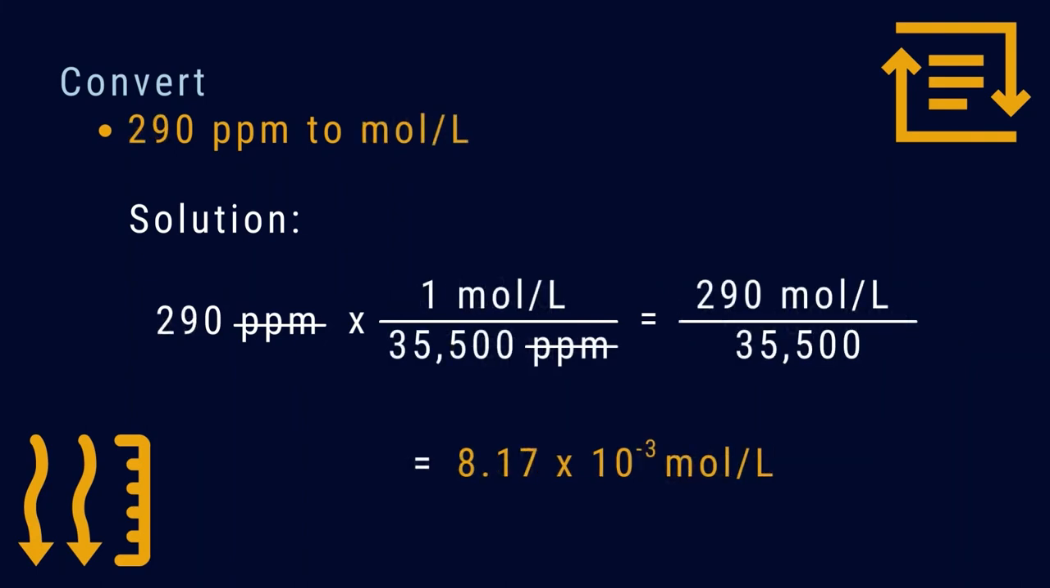For the next example, we have 290 ppm to moles per liter. From the conversion factor, 1 mole per liter is equal to 35,500 ppm. Cancel the unit of ppm, then multiply 290 by 1, then divide by 35,500. The answer will be 8.17 times 10 raised to the negative 3 moles per liter.